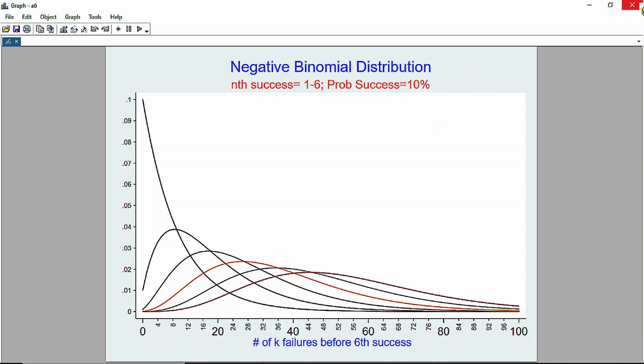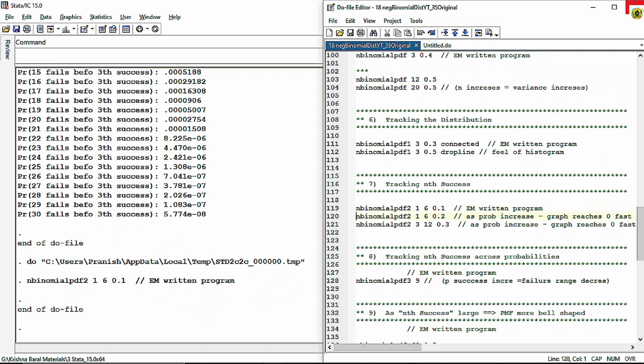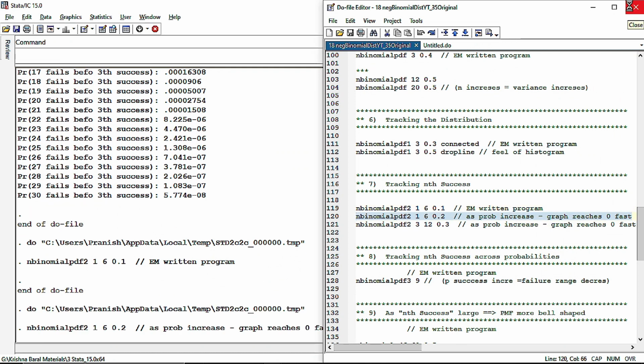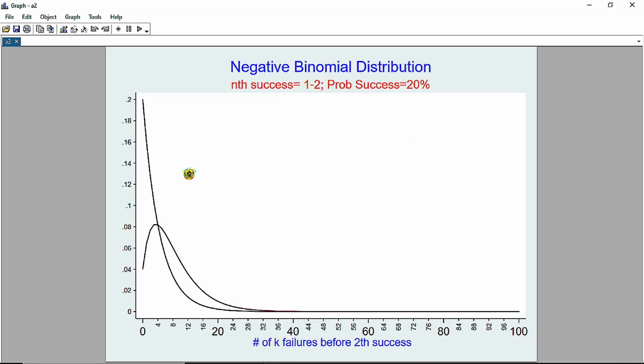If the probability of success increases, then this span of failures should decrease. That is what we are going to show next. Let us now increase the probability of success to 20% and see what happens for the 1st success, 2nd, 3rd, 4th, 5th, and then the 6th success. If we compare it with the earlier one, we see that the span of the failures has decreased significantly. It is obvious that if the probability of success increases, then the number of failures before encountering the required success decreases. This is what we have enforced.